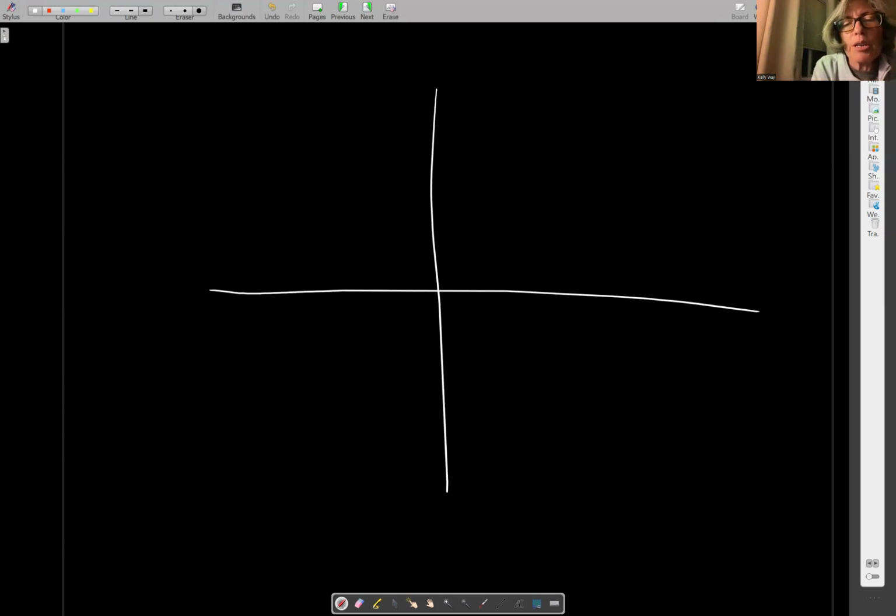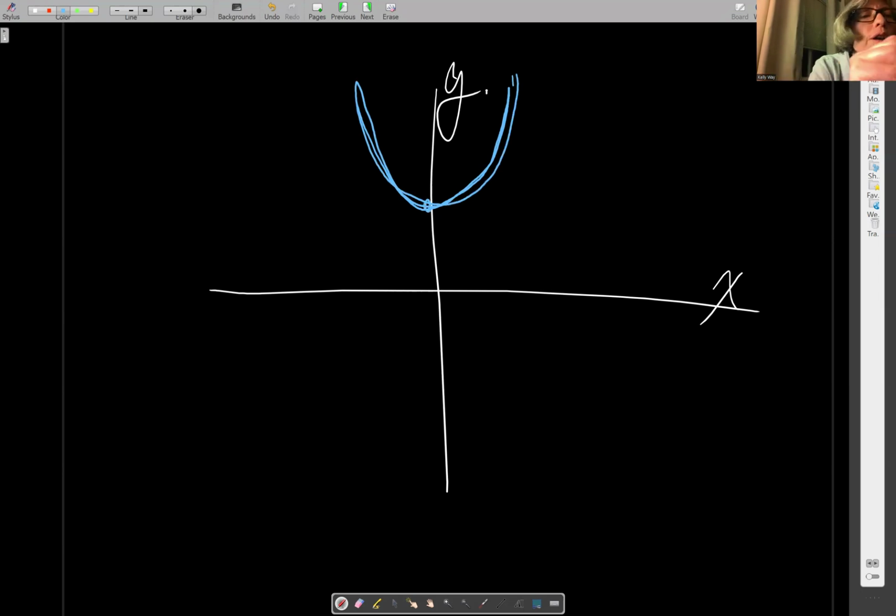Okay, let me just give a generic explanation here. When you are dealing with an XY graph and you have a parabola, it looks more even-ish. I'm having a hard time making an appropriate parabola. Of course, your vertex is right here, which we're going to call H and K.